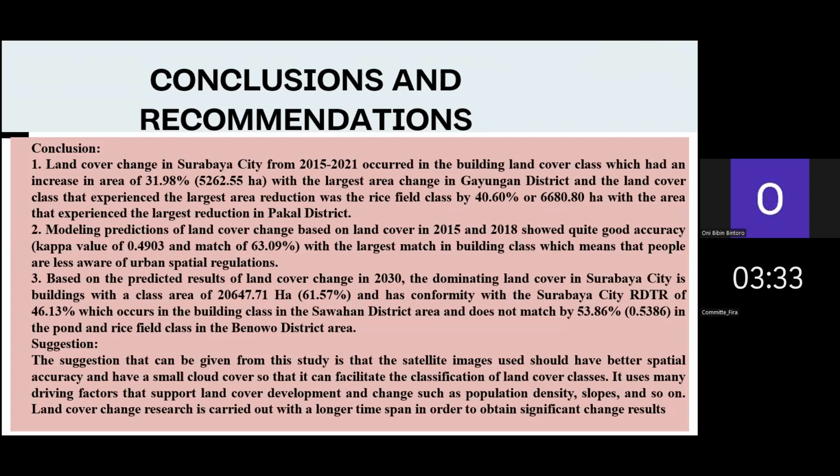So the conclusion and the recommendation. Between 2015 and 2021, the urban landscape of Surabaya underwent a substantial transformation, which was predominantly marked by urban expansion, as this investigation demonstrates, to guarantee a balance between environmental conservation and development. The study emphasized the criticality of incorporating sustainable practices into urban planning.